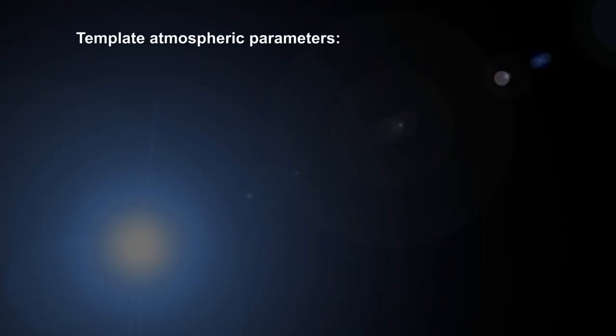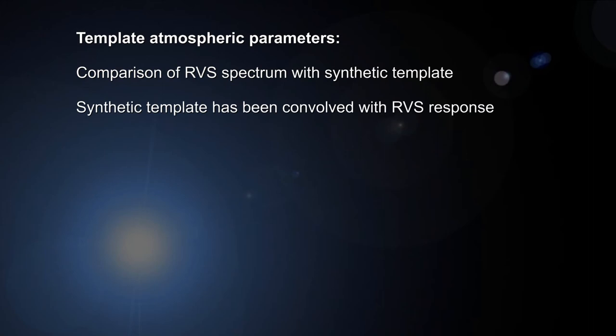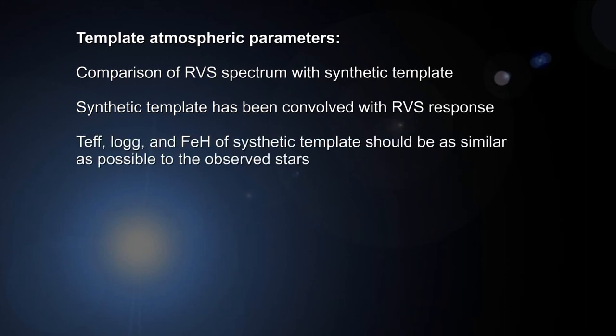Concerning the template atmospheric parameters, the determination of the radial velocity of the observed sources relies on the comparison of the RVS spectrum with a synthetic template. The template is a synthetic spectrum that has been convolved with the RVS response and should be as close as possible to the noiseless observed spectrum. In particular, it should have atmospheric parameters, Teff, log g, and Fe/H, as similar as possible to the observed stars.